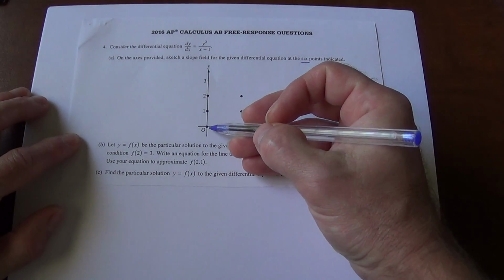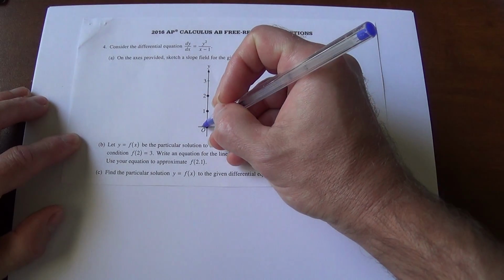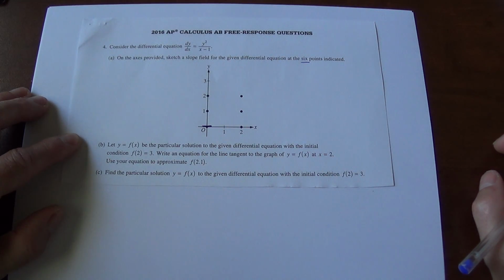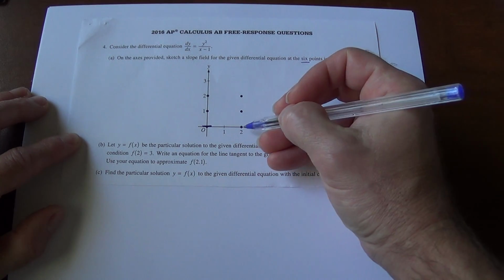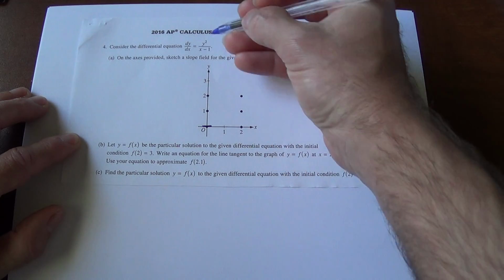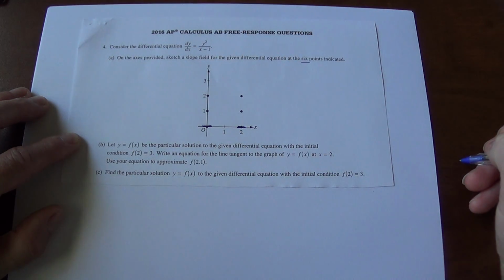So our first point is 0, 0. When you substitute 0, 0 in here, you're going to get 0. So you're going to sketch a short segment whose slope will be 0. This point is 2, 0. So if you substitute that, the slope will be 0 as well. So we're going to do that.